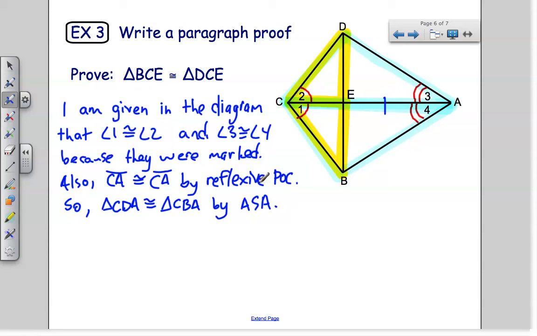Now, why did I do all that? I proved that the blue triangles were congruent so that I could find a corresponding part that is congruent, but also in the yellow triangle. And those parts would be these sides, because this is part of the yellow and the blue triangle, these sides. So I'm going to list those and say now I know that side BC is congruent to side CD, because of CPCTC. Corresponding parts of those congruent blue triangles are congruent.